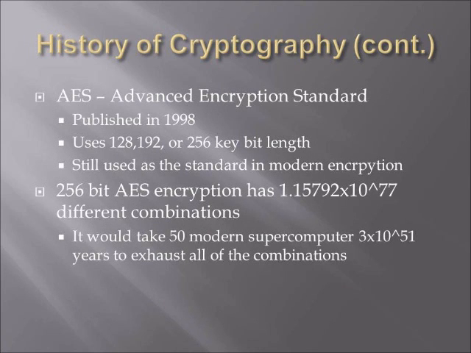Now there's AES, which is like the golden boy. He's well used still. It comes in a 128-bit, 192-bit, and 256-bit key length. Now, to put it in perspective, 256-bit AES encryption has 1.15792 times 10 to the 77 different combinations. It would take 50 of our modern supercomputers 3 times 10 to the 51 years to exhaust all of the combinations. So, it's pretty secure.